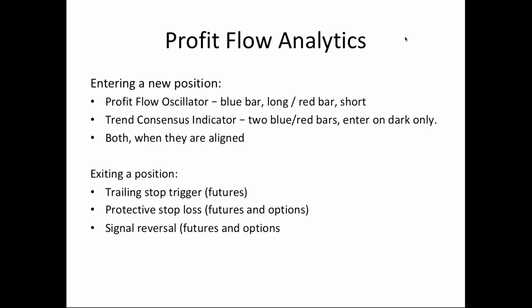And then the third way that you would exit out of a position is a signal reversal. So if you've entered a position and then you have either the Profit Flow Oscillator or the Trend Consensus indicators showing an opposite signal, you would close the position and reverse your trade. That is the other way that you would take yourself out of a position. These entries and exits are very, very easy to follow, they're easy to understand, and they're easy to recognize on the Profit Flow Analytics charts.